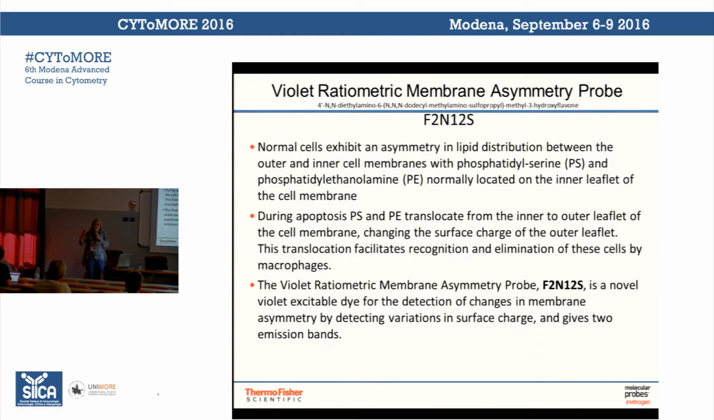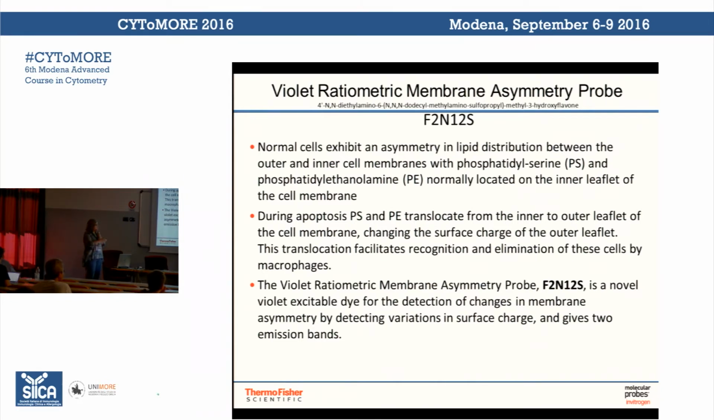So this is one of those dyes that, well, membranes have this double layer of lipids with most of the phosphatidylserine and phosphatidylethanolamine on the inner leaflet, and with apoptosis this flips to the outer leaflet. The phosphatidylserine flipping is often detected with annexins. But what happens with this flipping is the outer leaflet also undergoes a change of charge.